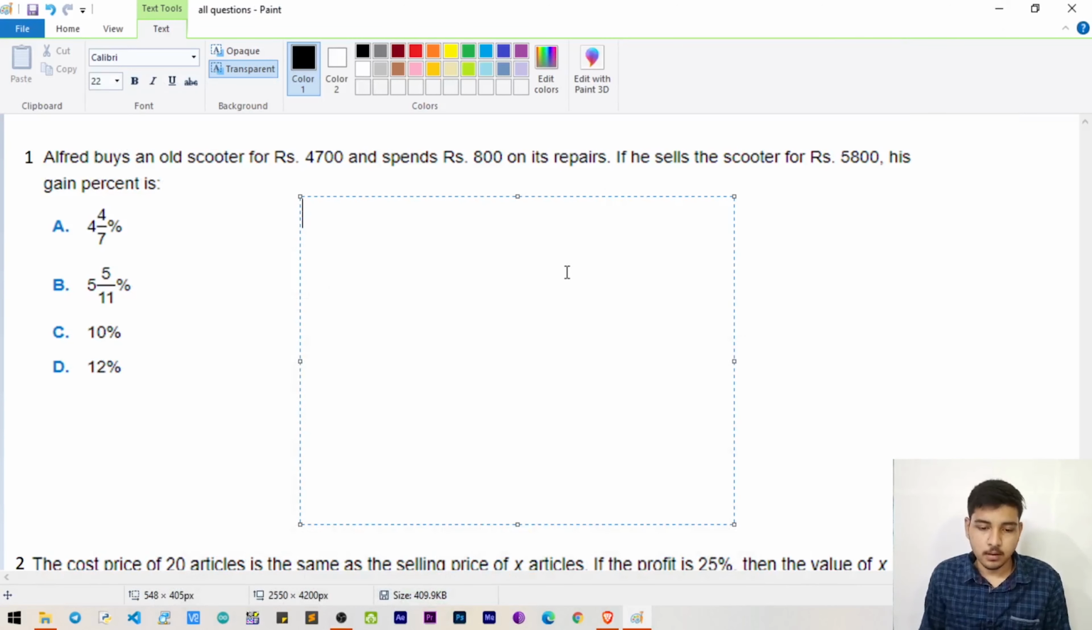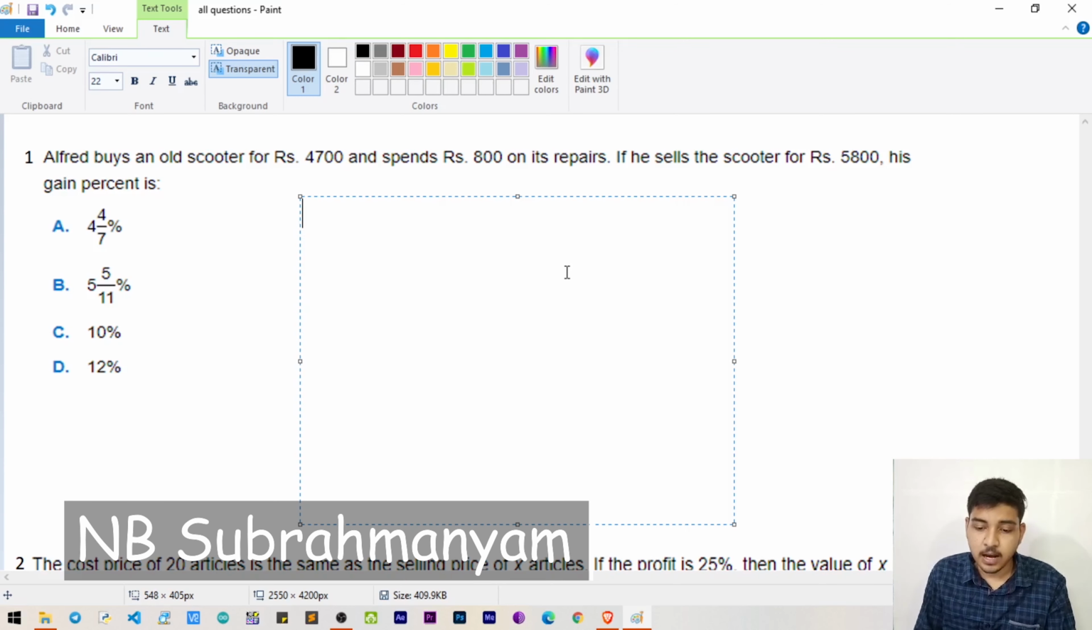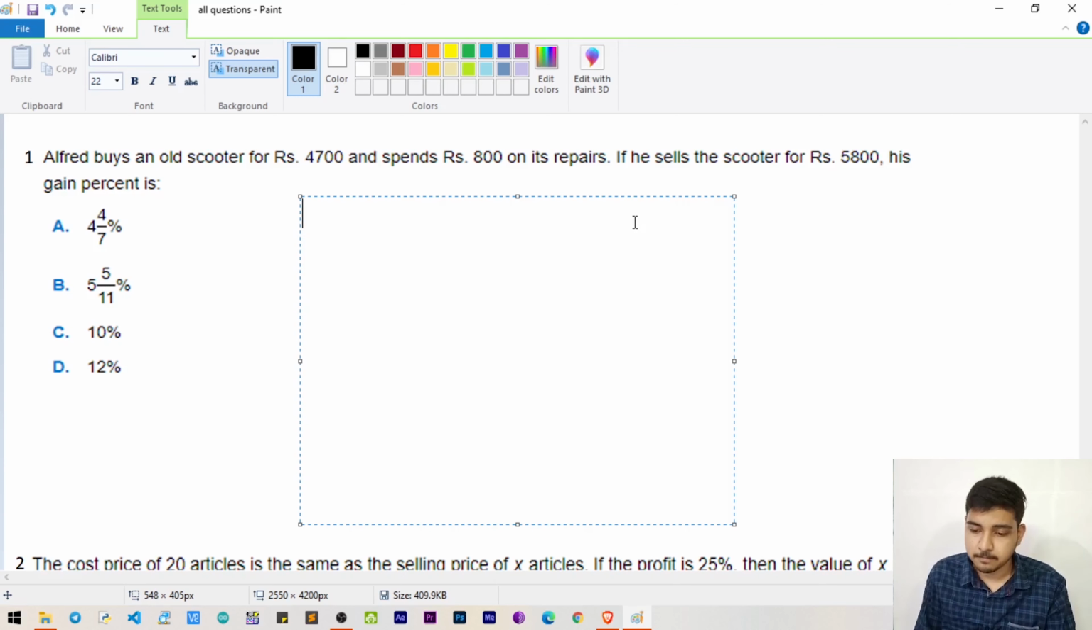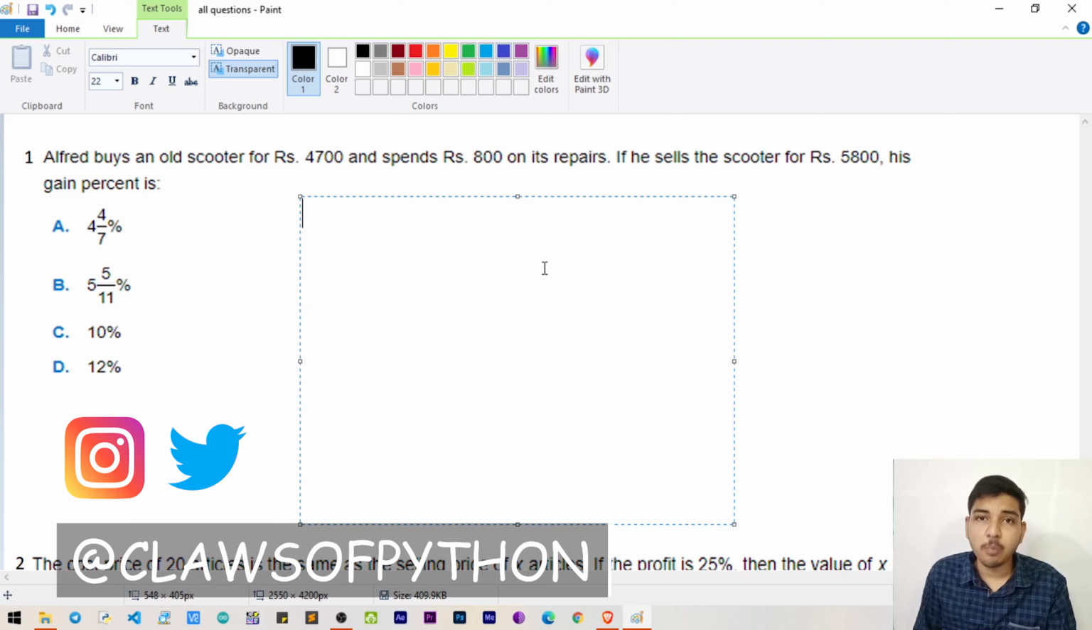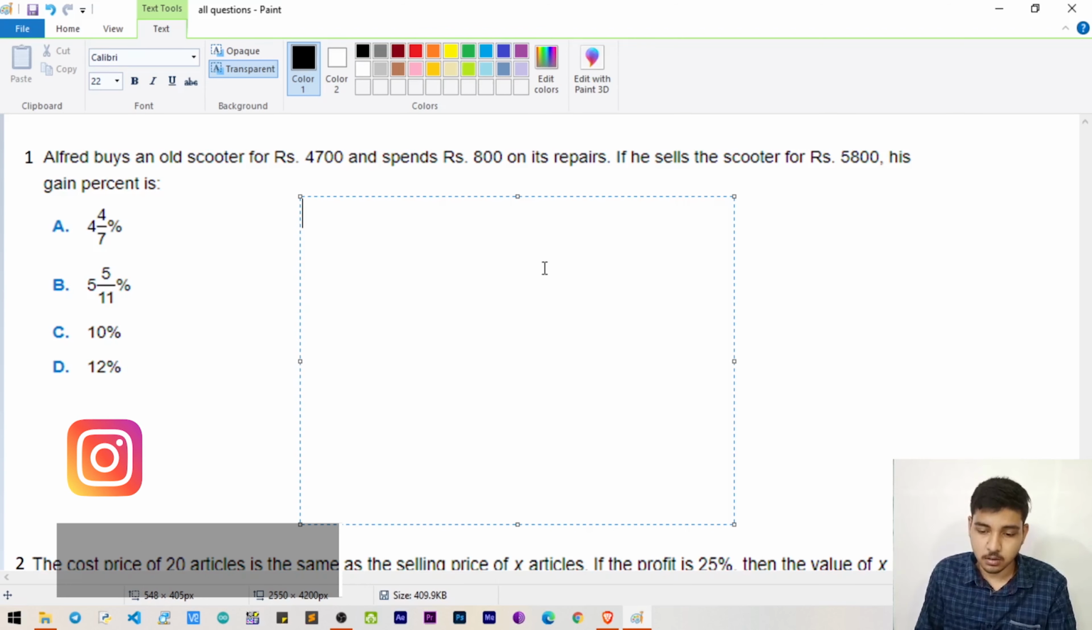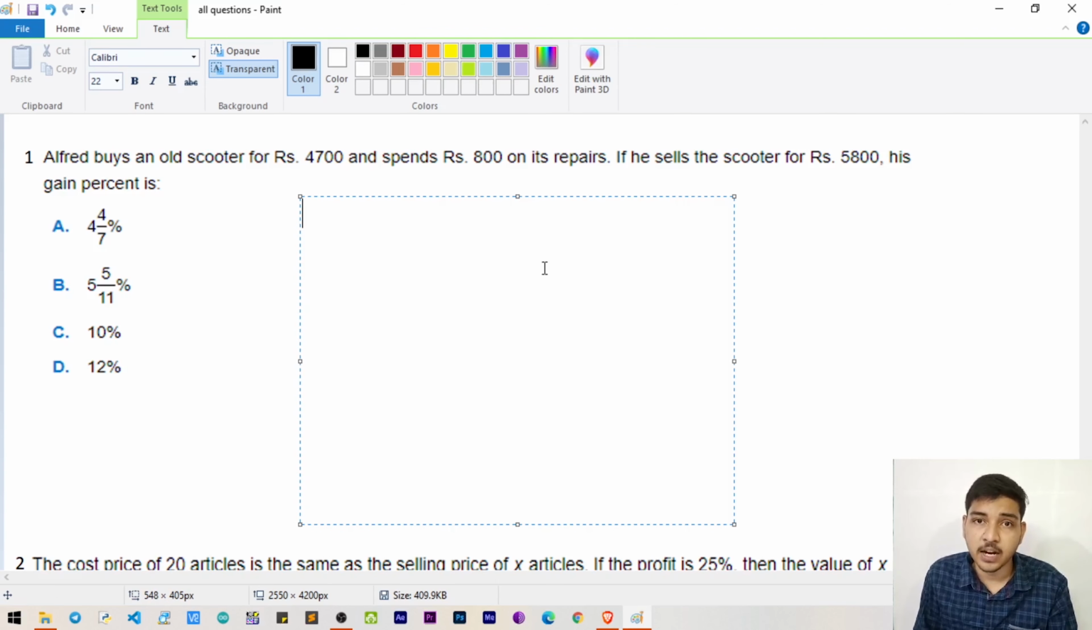Question number 1. Alfred buys an old scooter for 4700 rupees and spends 800 on its repairs. If he sells the scooter for 5800, what is his gain percentage? We need to find out the profit percentage after selling the scooter at 5800. So everything comes under cost until he sells the vehicle, right? So he spent 4700 to buy a bike and he spent 800 on its repairs. So the entire cost will come under cost price.